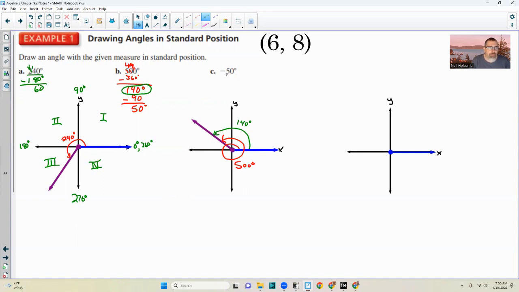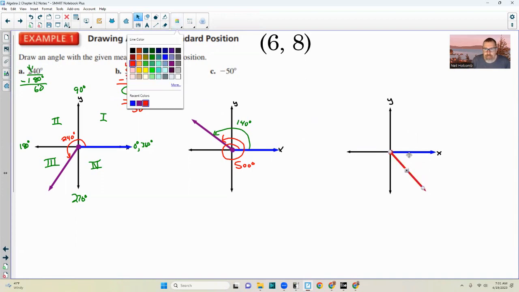Okay, last one, C, negative 50 degrees. I have my initial side. Let me get a terminal. Move it over here. Set it right on the origin. Rotate it around. There is 0 degrees. Negative 50 degrees means to go clockwise. So negative 45 is right here. Negative 50 would be another 5 degrees. I'm just approximating.